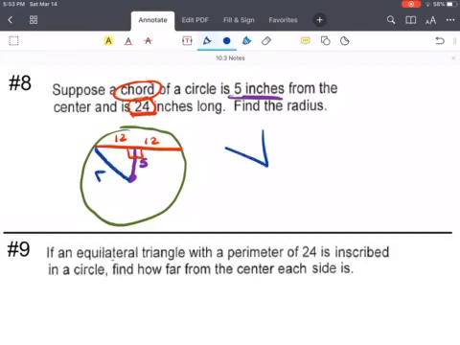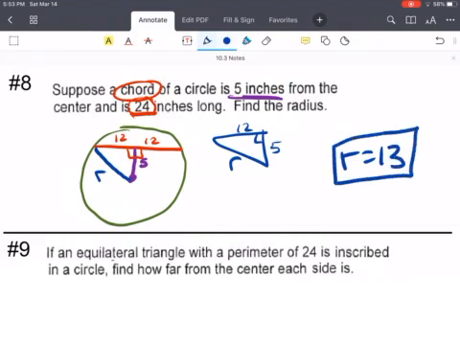And we have a right triangle with 5, 12, and R, and that is one of the triples to know, so the radius is 13.